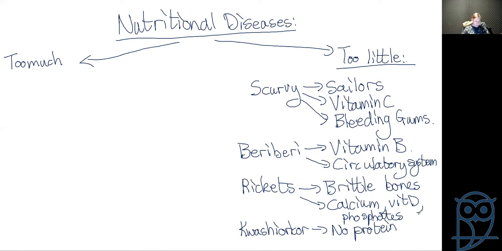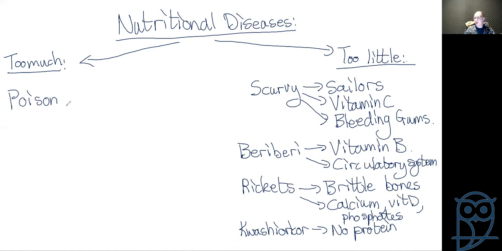And that's what Kwashiorkor is. So now I'm going to talk about the too much side of nutritional diseases. The first one is very, very easy, and this is any kind of poison. Substances that your body doesn't know what to do with, or that somehow disrupt the natural biological processes in your body, are essentially poison to your body, and it can be classified as a nutritional disease.